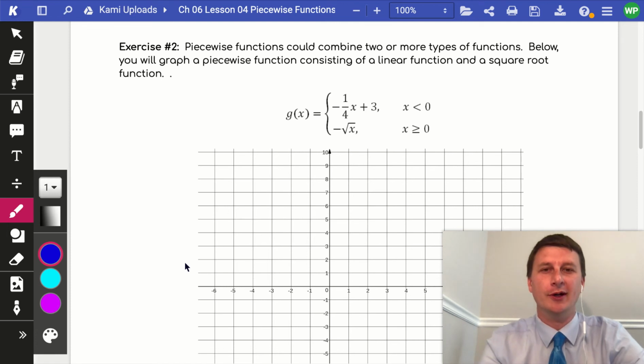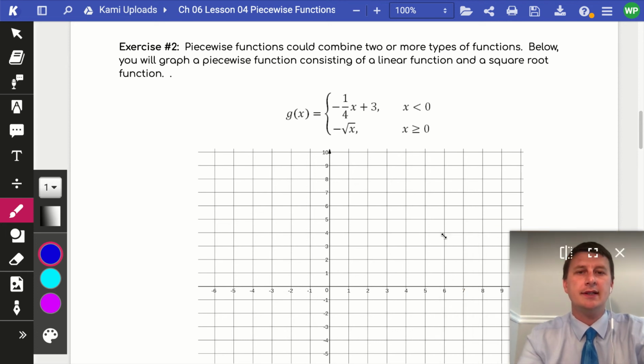Algebra 1. And in this video, we're going to be looking at piecewise functions. This is exercise number 2. Piecewise functions can combine two or more types of functions. Below, you will graph a piecewise function consisting of a linear function and a square root function.